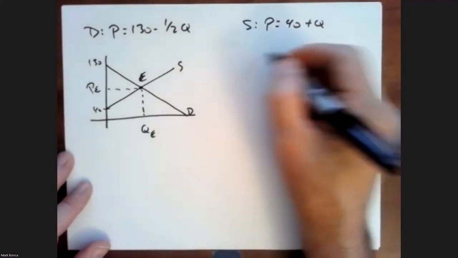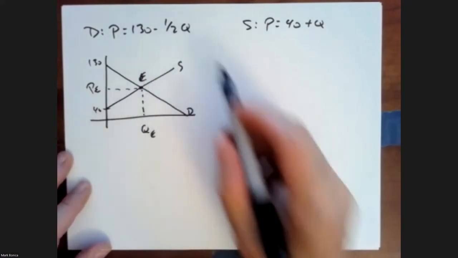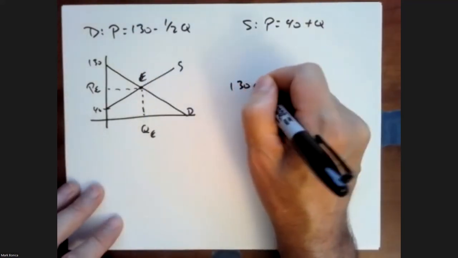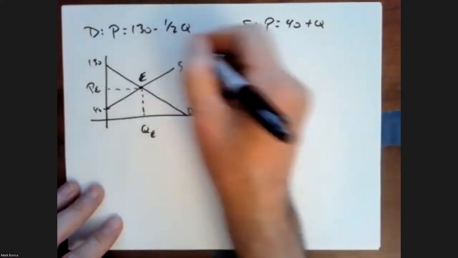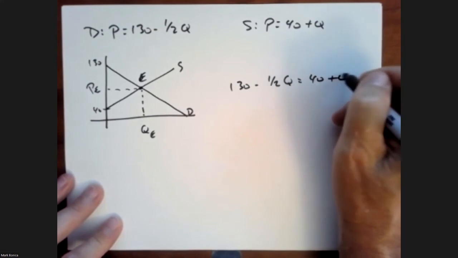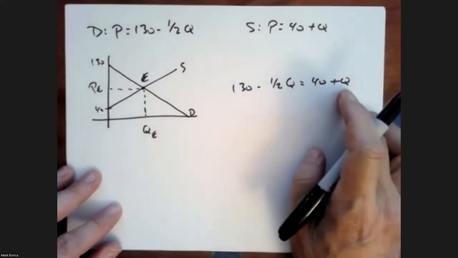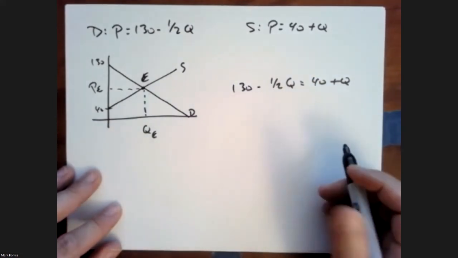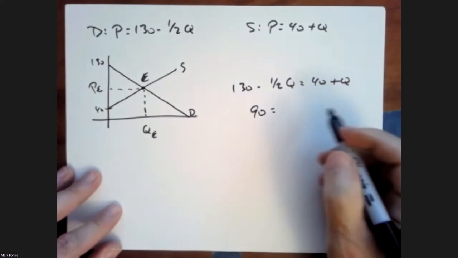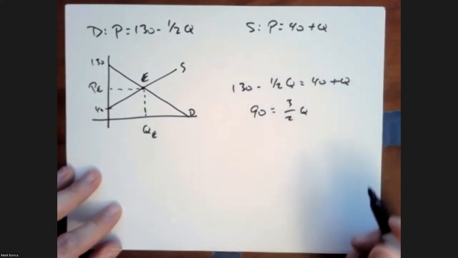So we're going to set these two equations equal to each other. Since we have them both in P form, we will just say 130 minus 1/2 Q, the demand curve, is equal to 40 plus Q, the supply curve. And when we solve for Q, this will give us the QE. So we're going to subtract 40 from both sides. We get 90, add a half Q to both sides, and we get 3/2 Q.